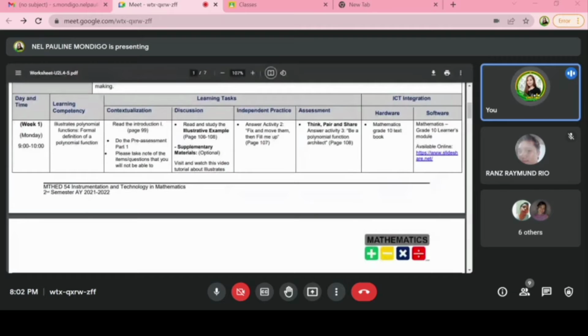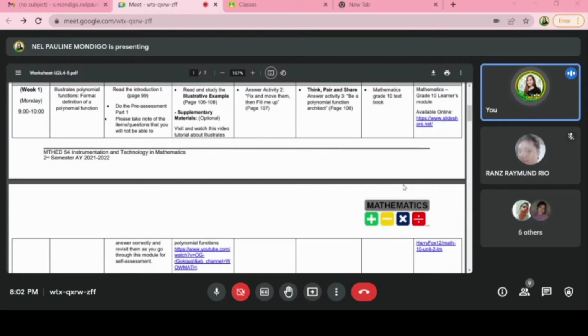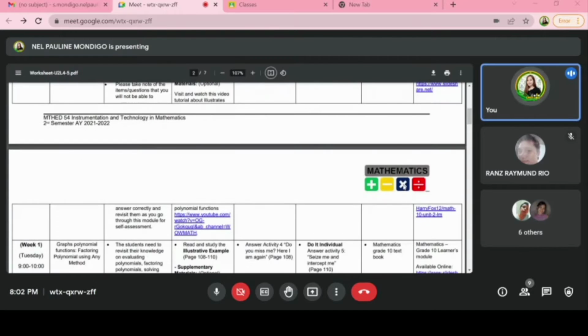For our ICT integration, the hardware is their own textbook in Mathematics Grade 10. And the software is available online: the Mathematics Grade 10 Learner's Module, which is already attached in this learning plan.